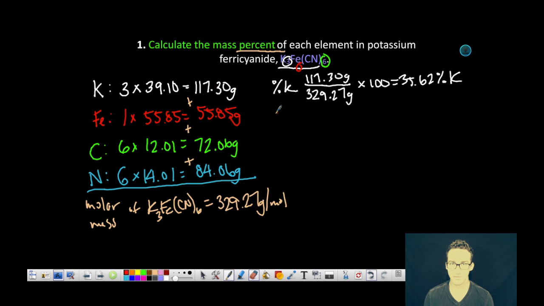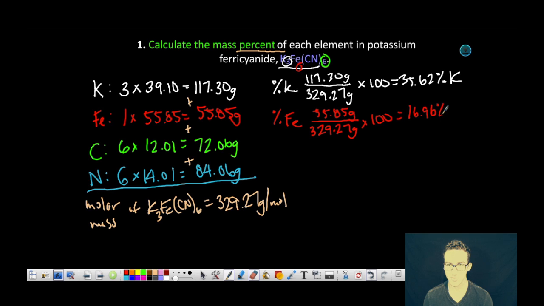The iron, percent iron: 55.85 of that 329.27 is iron, which works out to approximately 16.96% iron.